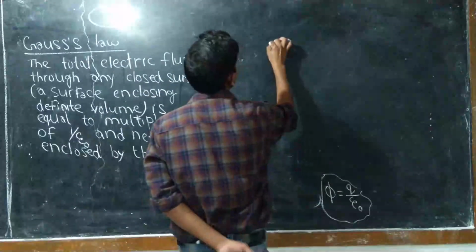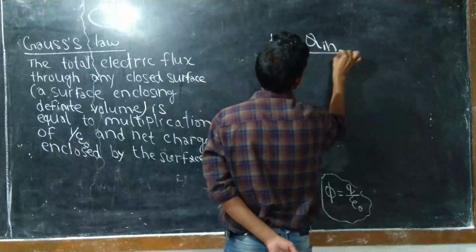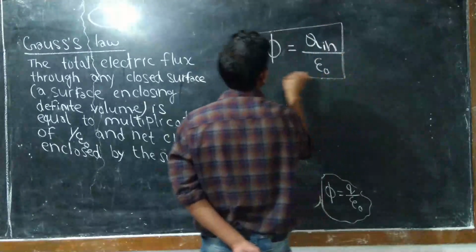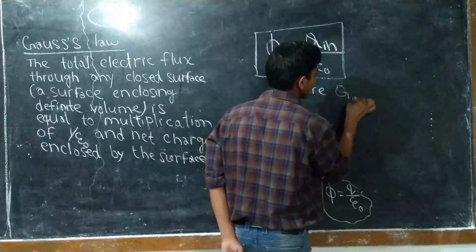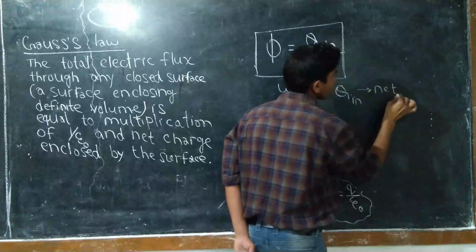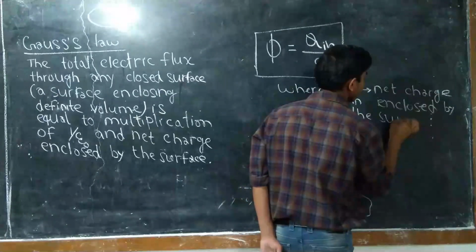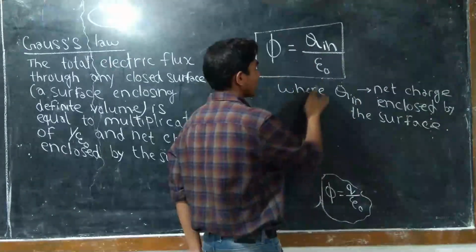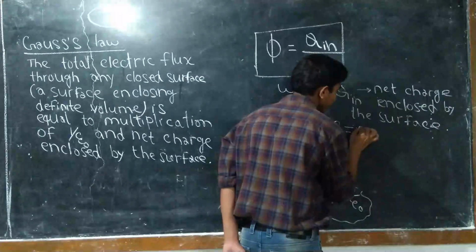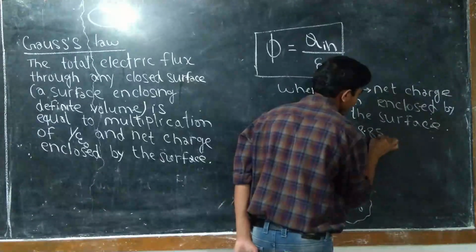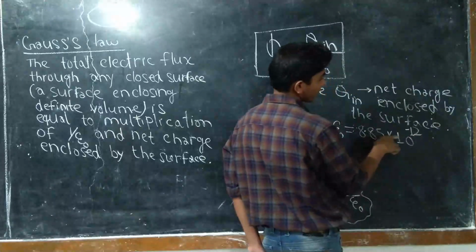So further we can write electric flux is equal to Q in by epsilon 0, where Q in is the net charge enclosed by the surface, and epsilon 0 is a constant. The value of this constant is 8.85 into 10 to the power minus 12.